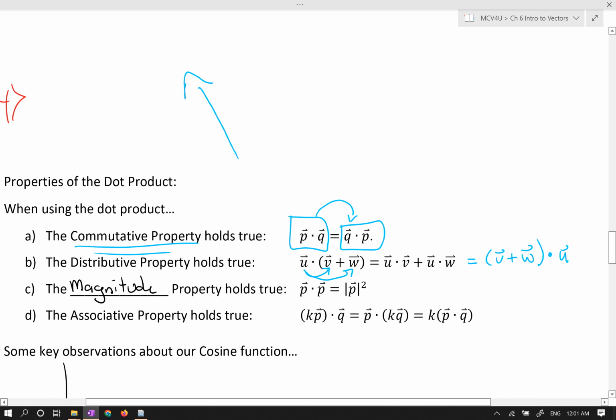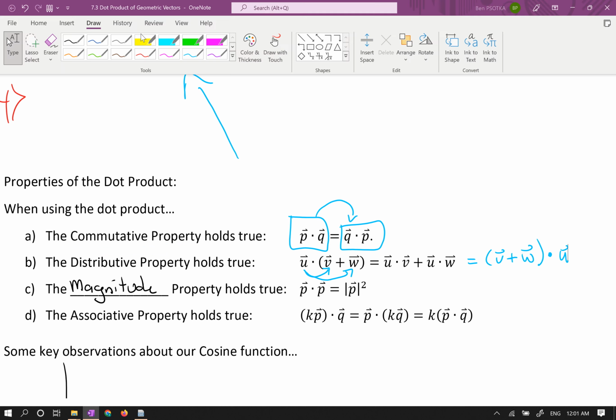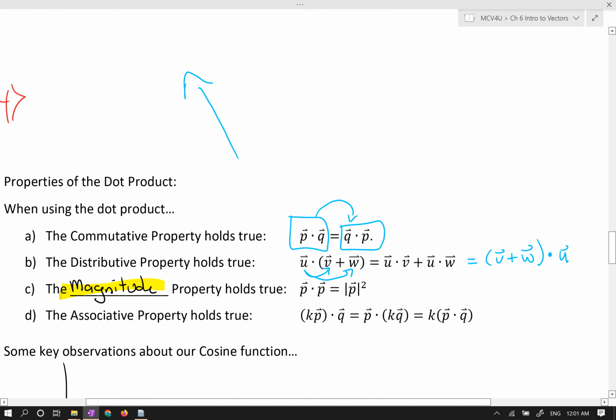Well done. All right. Now, what we call the magnitude property holds true. So you'll want to perhaps copy that down. Your magnitude property, which again we found up above: if we take the dot product of a vector with itself, then we end up with the square of the magnitude of that vector.